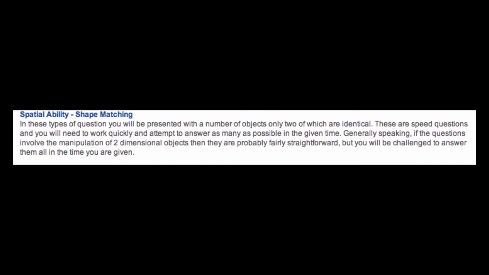Generally speaking, if the questions involve the manipulation of 2-dimensional objects, then they are probably fairly straightforward, but you will be challenged to answer them all in the time you are given.